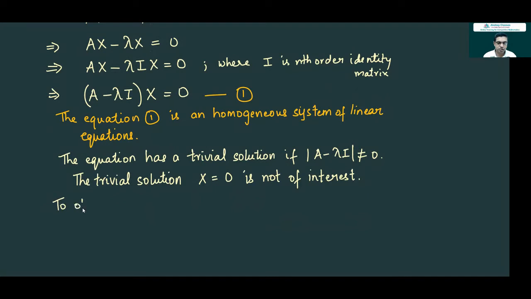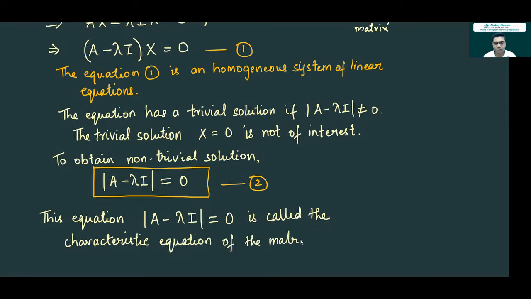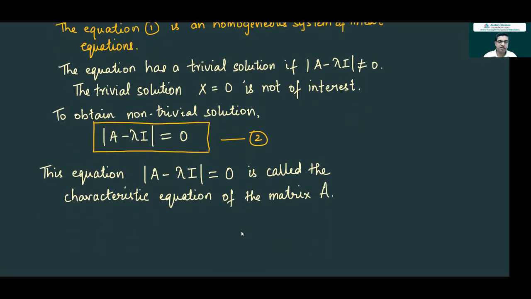To obtain a non-trivial solution, the determinant of A minus lambda I should be equal to 0. And this determinant of A minus lambda I equal to 0 is called the characteristic equation of the matrix A.